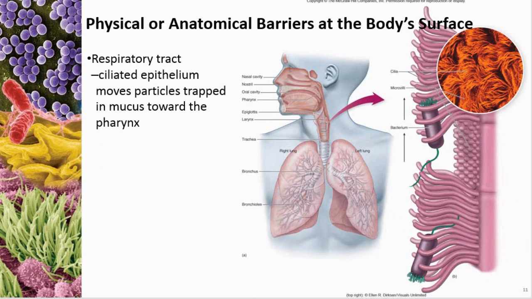Okay, so this is what I was going to talk about. Also inside of the respiratory tract, we have these things called cilia. So ciliated epithelium is a type of epithelium that has cilia on the surface. Now, this isn't a great picture, so if you need to review this, go back to one of your anatomy books and look at it.